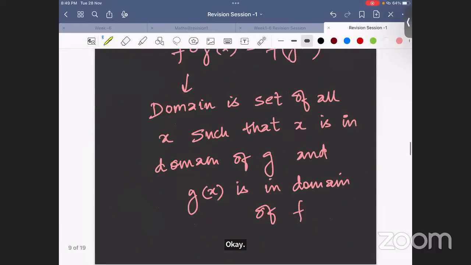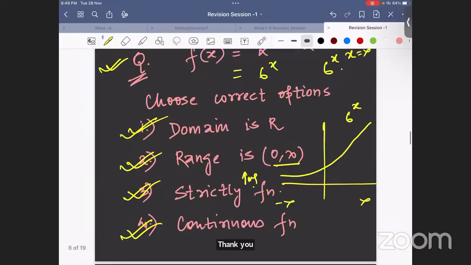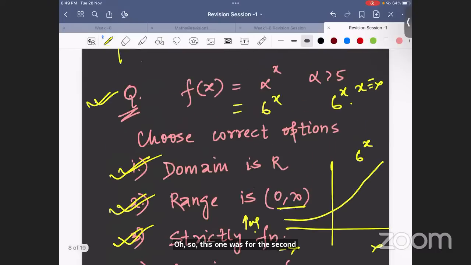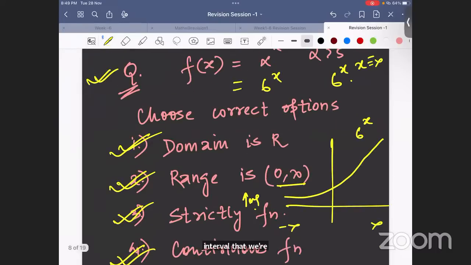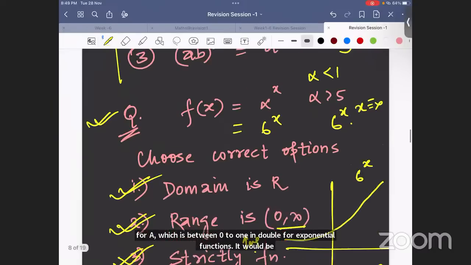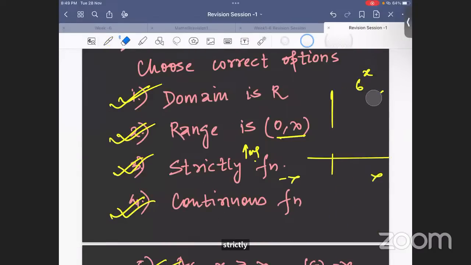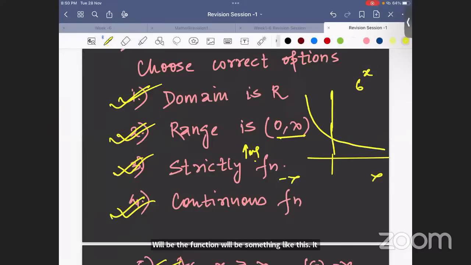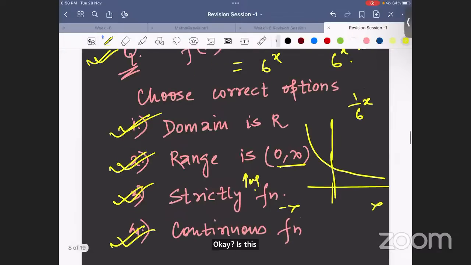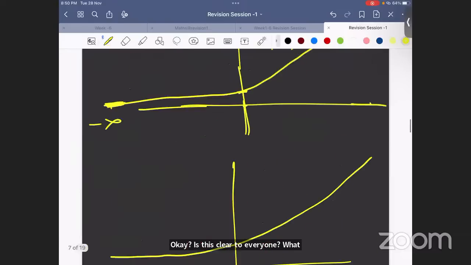This one was for the second interval that we are saying now, when a is greater than 1. But for a between 0 and 1, for exponential functions, it would be strictly decreasing, right? Yes, if your alpha is less than 1, then it will be a strictly decreasing function. The function will be something like this, it will go like this, if it is 1 upon 6 to the power x. Okay? Is this clear to everyone, whatever we have discussed till now?